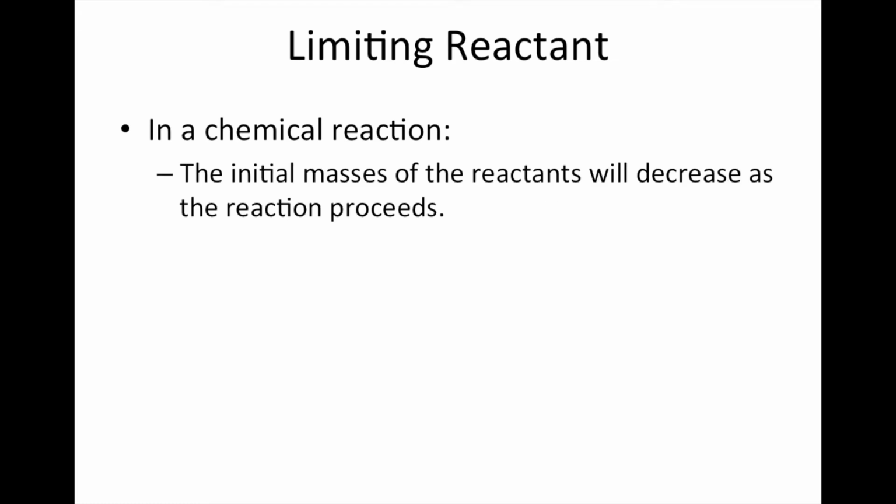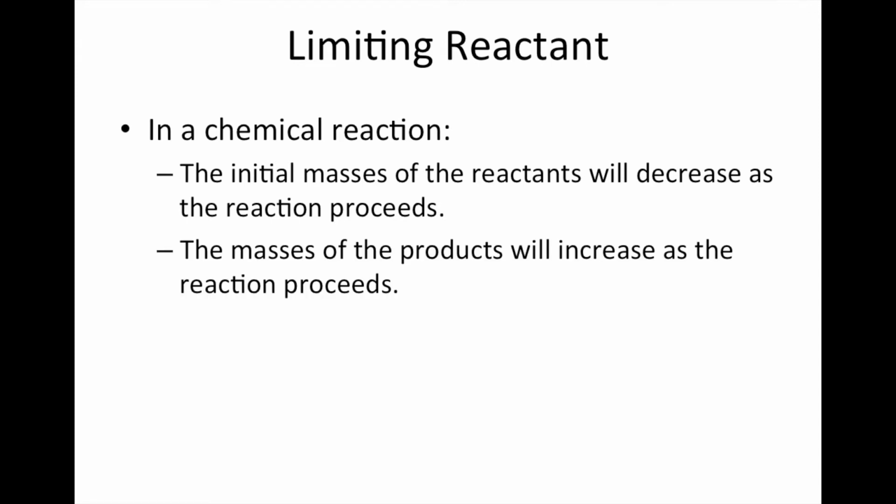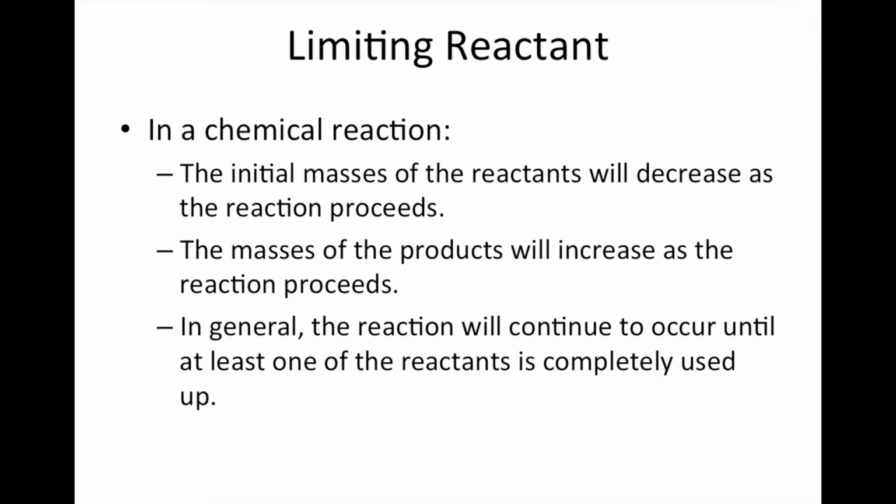In this video, we're going to look at the limiting reactant in a chemical reaction. In a chemical reaction, the masses of our reactants are going to decrease over time as our chemical reaction proceeds. Then we're going to begin to form a product or products, and so the masses of our products will begin to increase. This process will continue to occur, and we'll continue to make product until at least one of our reactants is all used up. When one of our reactants is used up, the reaction can no longer proceed and the reaction is complete.